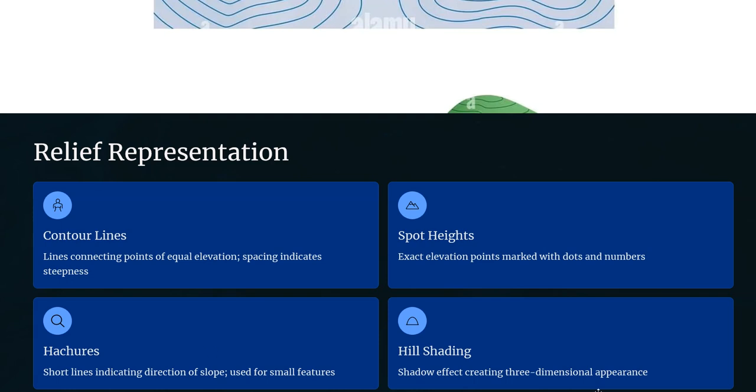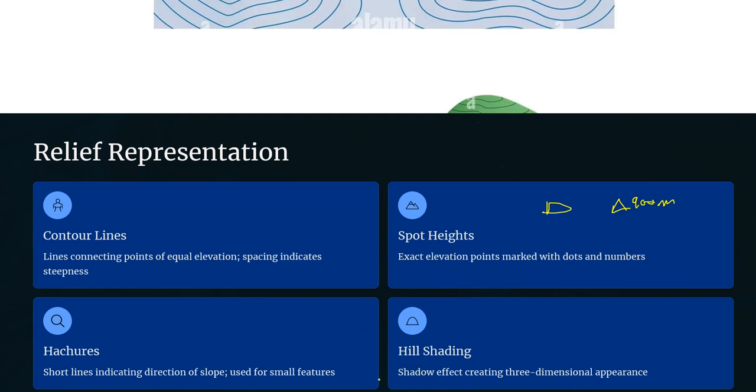Then the spot height always looks like this, a triangle, right? This is called the spot height, and suppose this is 900 meter. So it will be retained over there in the toposheet as 900 meter, right?